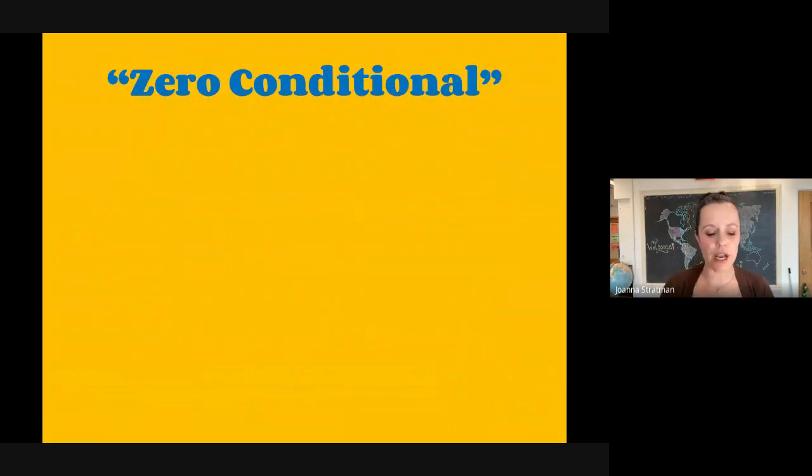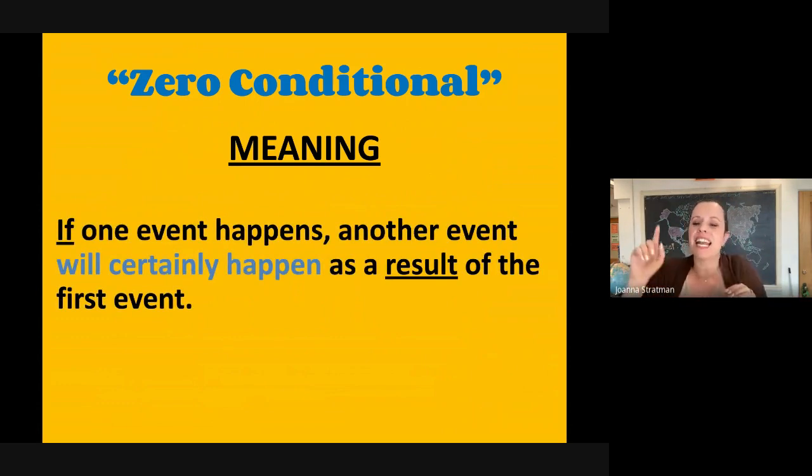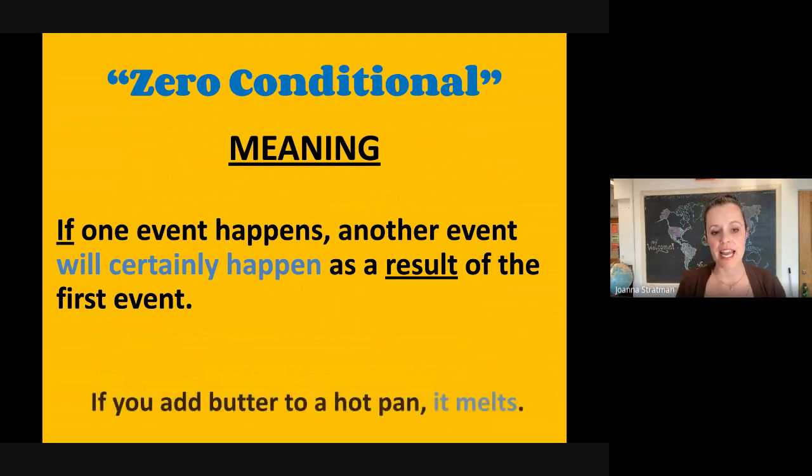Next, let's learn about the meaning of this conditional. If you want to use this conditional, it means that if one event happens, another event will also certainly happen as a result of the first event. Let's look at an example. If you add butter to a hot pan, it melts.